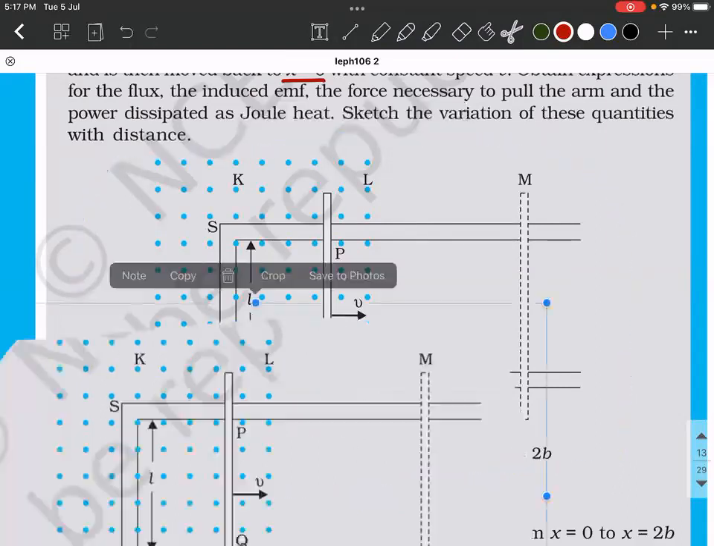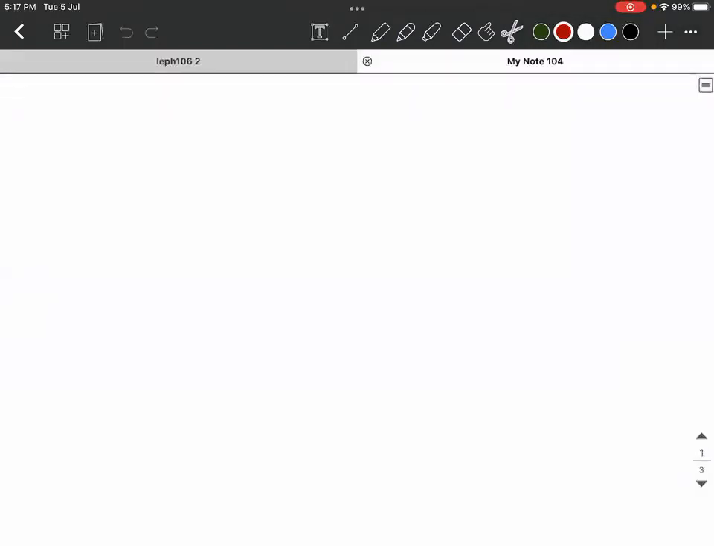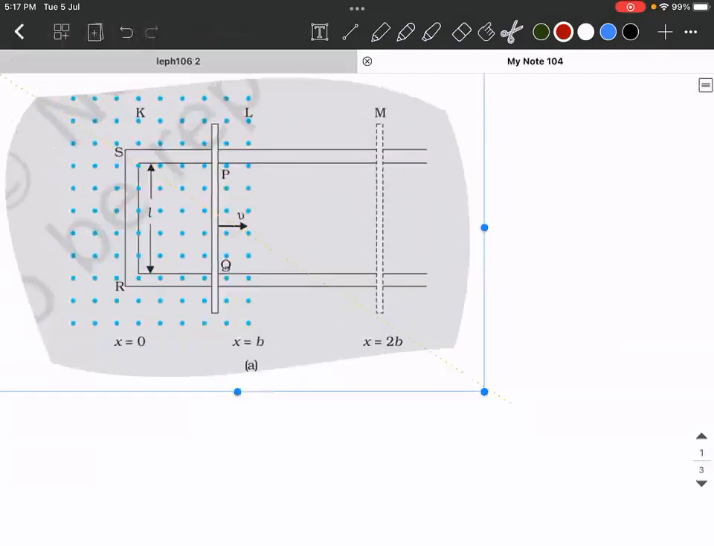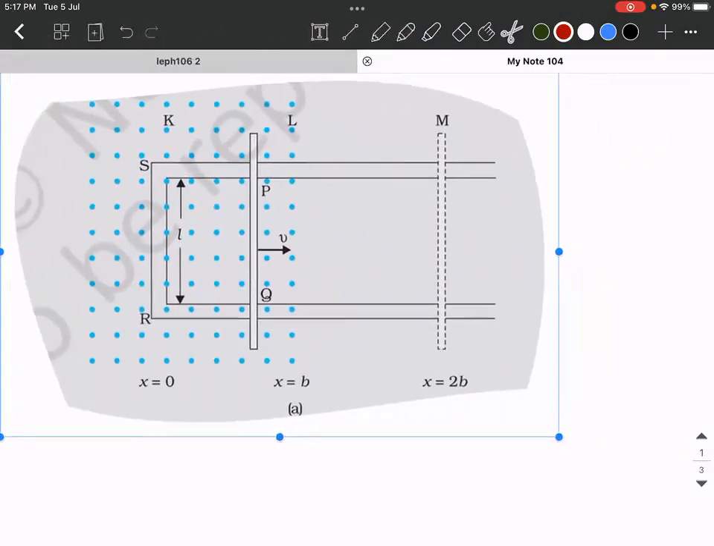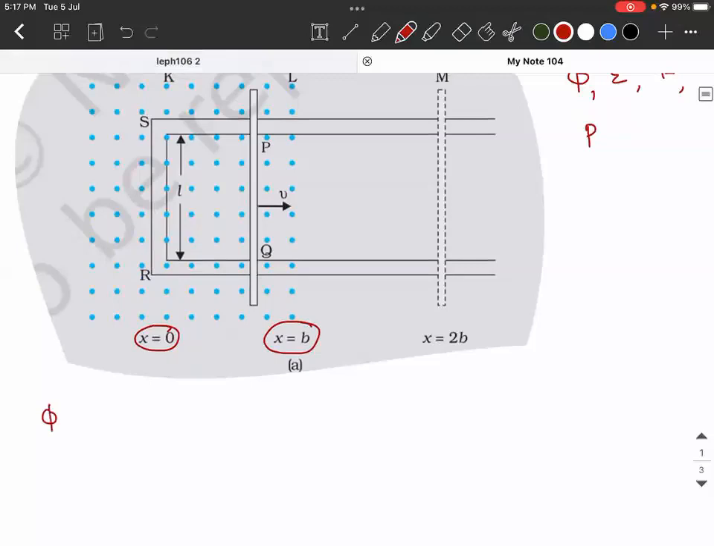Did you all draw it? Concentrate. When the rod moves from x equal to 0 to x equal to b, is the flux increasing or decreasing? Increasing. So what are the four physical quantities we need to find? Flux, EMF, force, and power dissipated. First let me calculate flux.